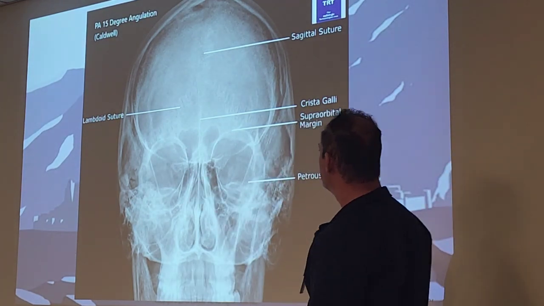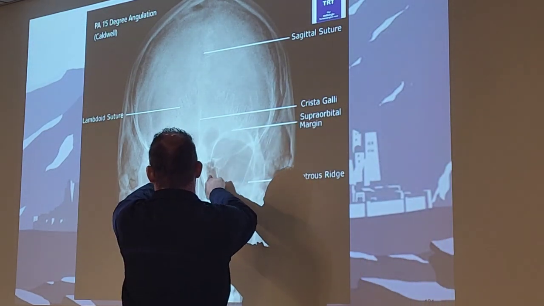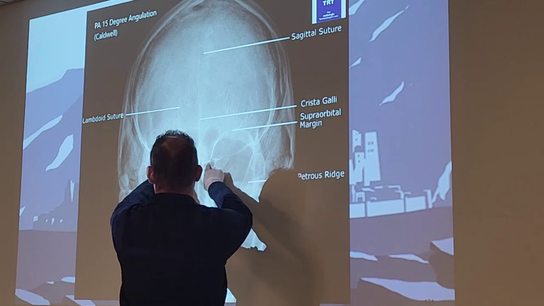Good question. Where are the ethmoid sinuses? They're right here, between the eyes. Right here, those little dark spots.